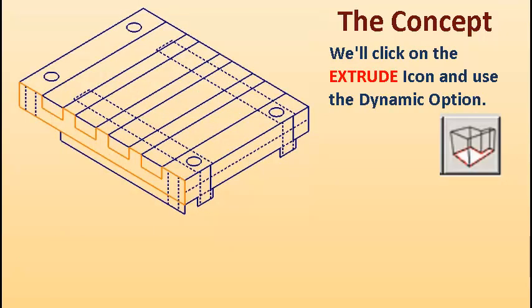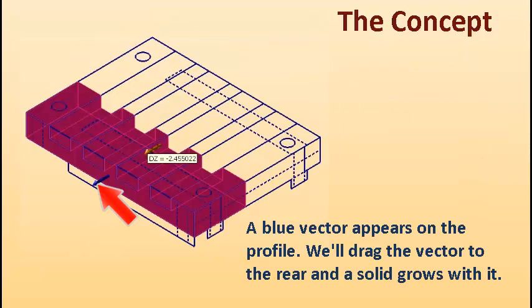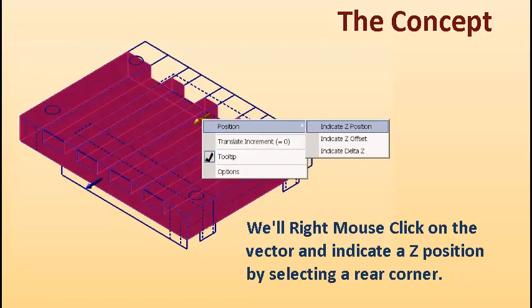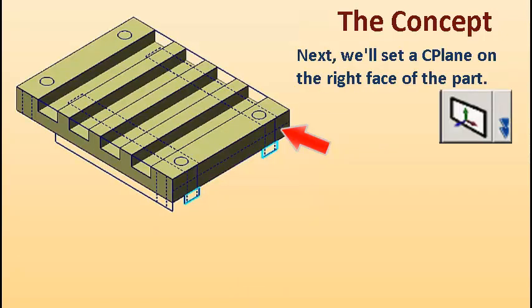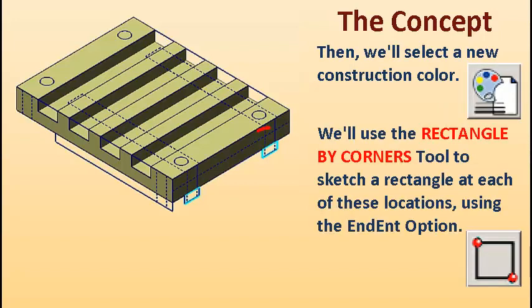We'll click on the extrude icon and use the dynamic option. We'll select the entities highlighted here and hit accept. A blue vector appears on the profile. We'll drag the vector to the rear. We'll right mouse click on the vector and indicate a Z position by selecting a rear corner. Next, we'll set a construction plane on the right face of the part. Then we'll select a new construction color.